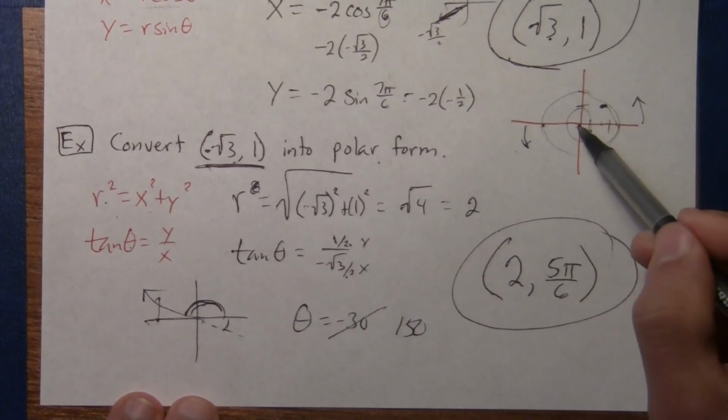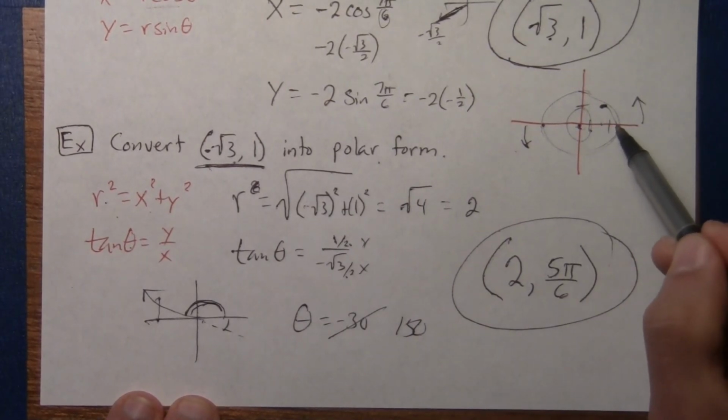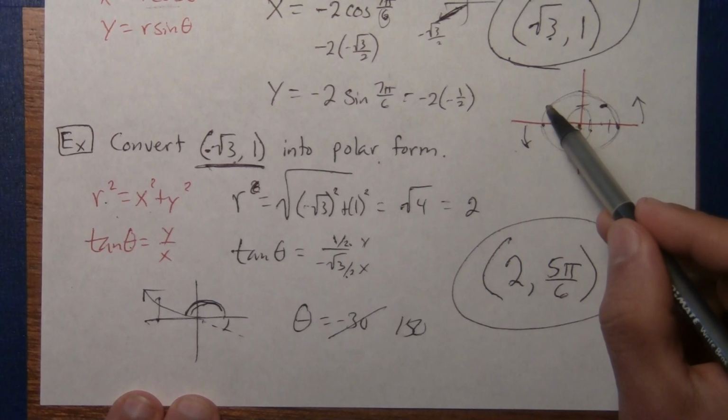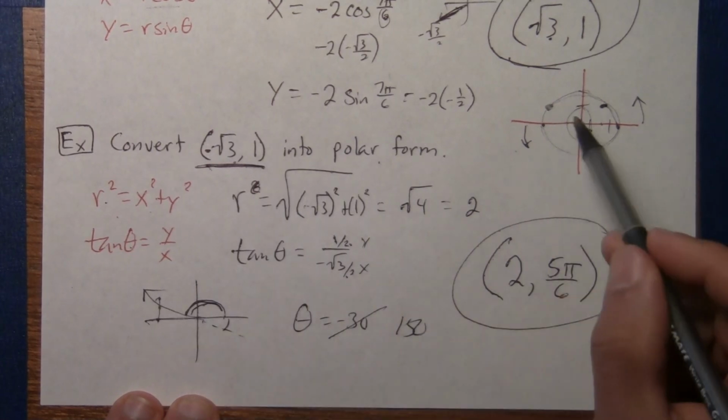Makes sense, again, if you're graphing it, you go over to the right 2, you would rotate 150 degrees, which is 5 pi over 6, and that puts you kind of in the same spot.